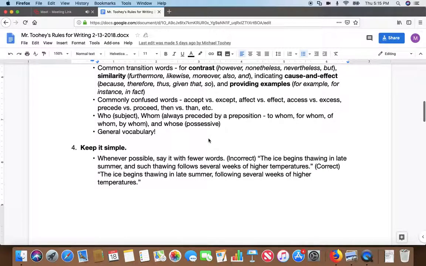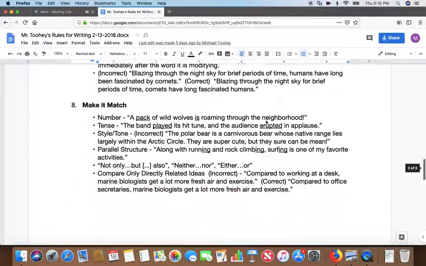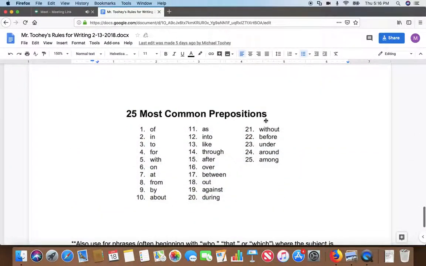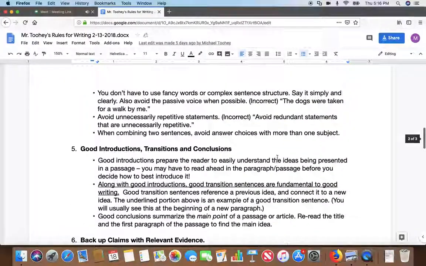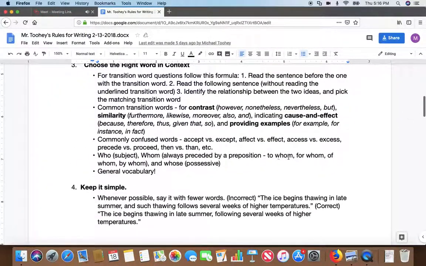Who, whom, and whose, pretty straightforward, except for whom is the tricky part, right? But if you see it's preceded by a preposition, and again, I've got all the list of some of the most common prepositions right at the end of the rules for writing. Those 10 right there are the most common ones you're going to see. So if you see it preceded by a preposition, you need the whom form. So to whom, for whom, of whom, by whom, right? Okay.